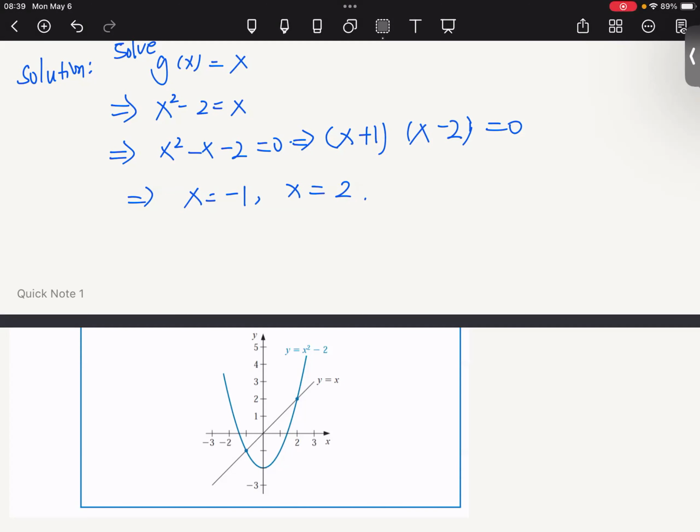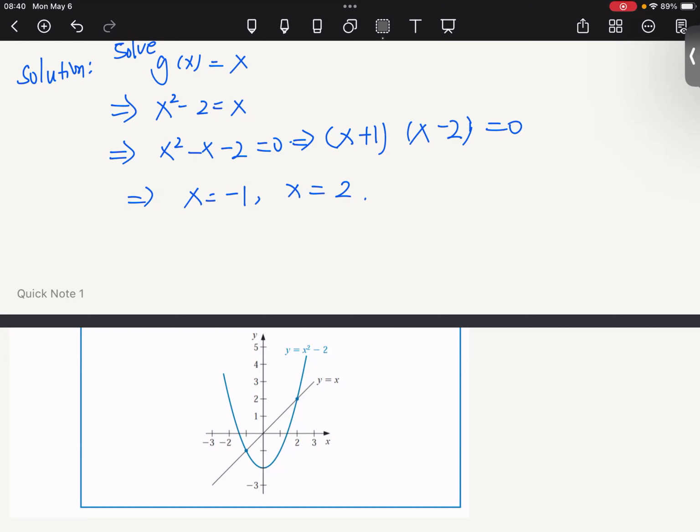And the first intersection point is -1, and the second fixed point and intersection point is 2, and this is the same as what we have in the solution here. This is how to understand the fixed point. Any questions? So it is just the intersection point of one curve and one line here. And this is the introduction to the notation here.